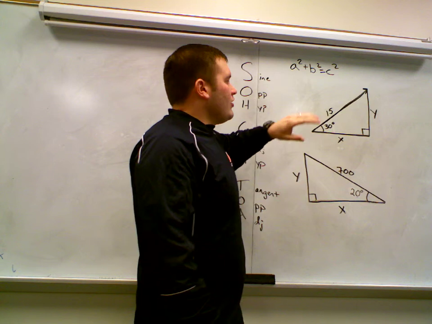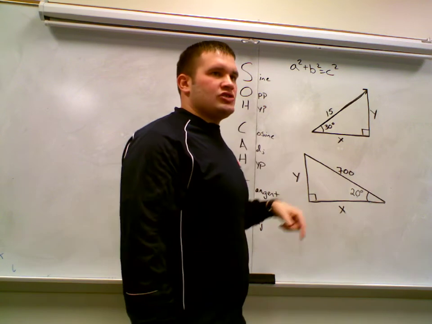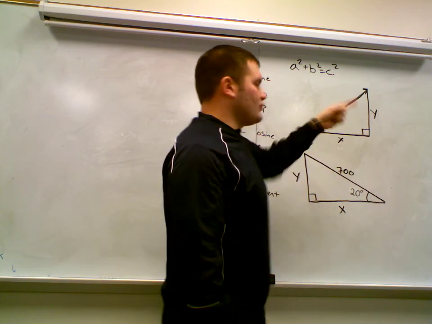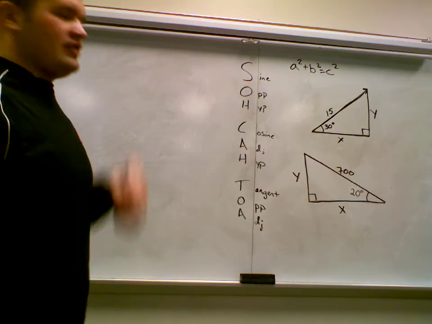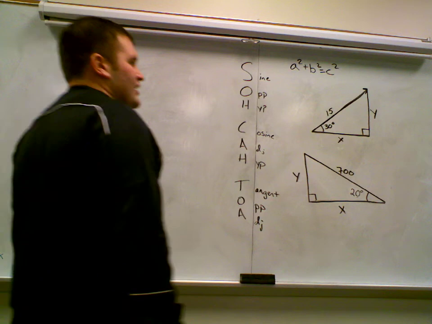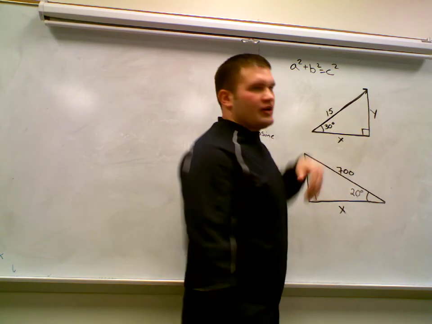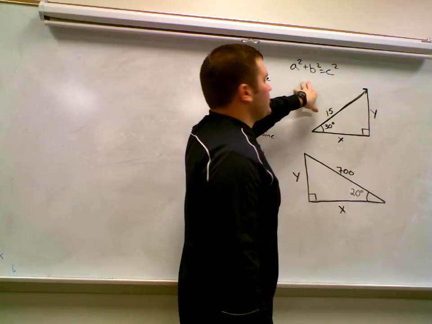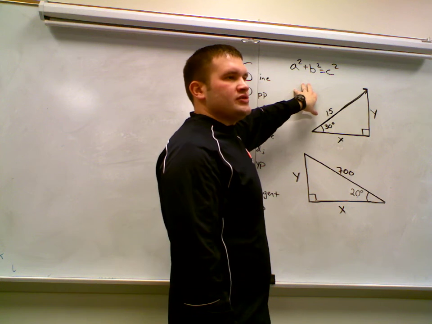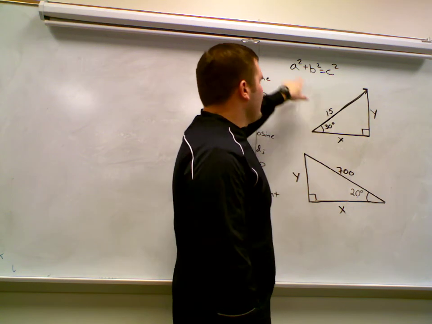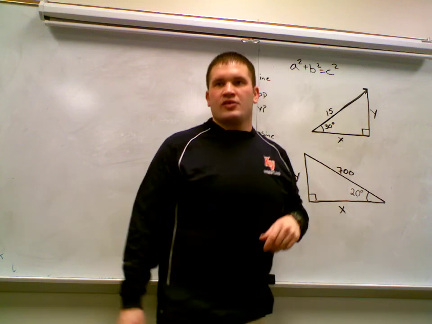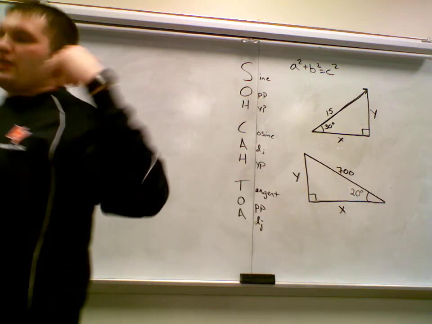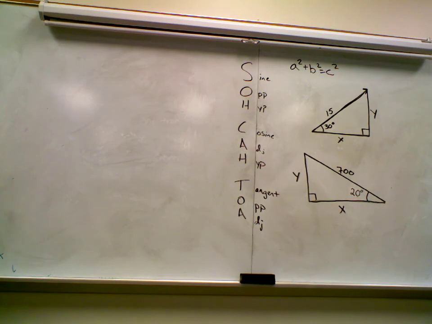Now, in a triangle, we have the legs, which are x and y, and we have the hypotenuse, which is 15. The longest side is always your hypotenuse, and it's always across from the right angle. In a squared plus b squared equals c squared, which one's the hypotenuse? C, right? A and b are the legs. So it'd be x squared plus y squared equals 15 squared. Now, a is not always x. A and b doesn't matter if it's x or y.